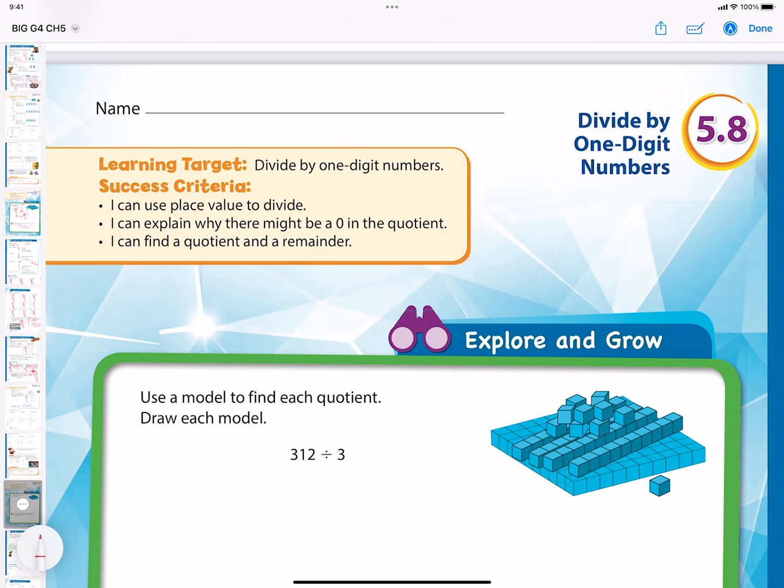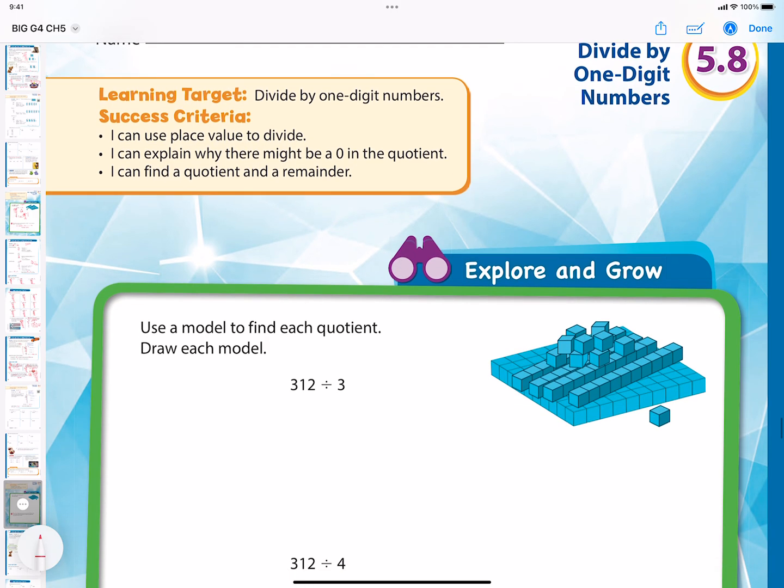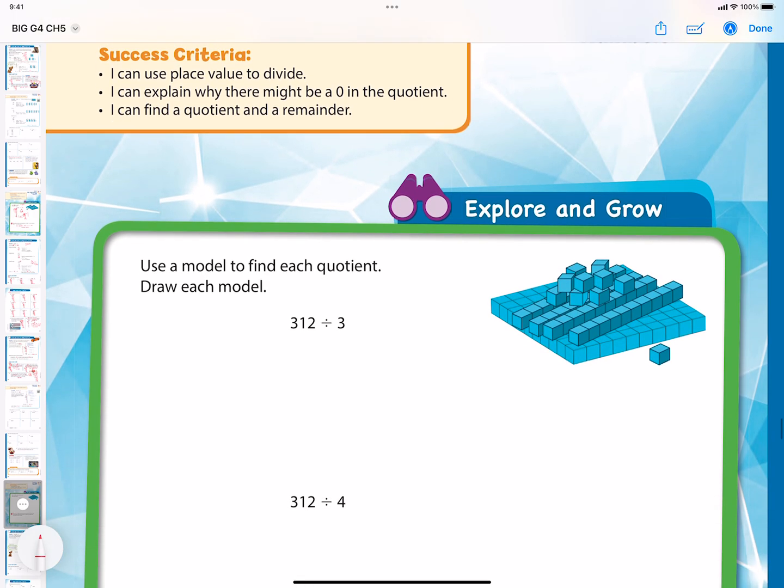Welcome back. Okay, our learning target is divide by one-digit numbers, same as the last lesson. So we are going to continue to use what? Long division. Okay, I'm going to ignore this model. Sorry. I'm going to just dive in.